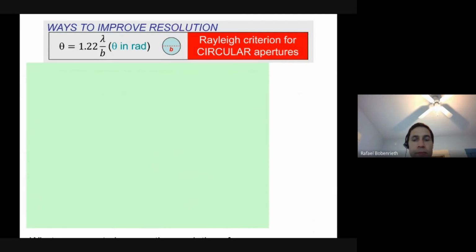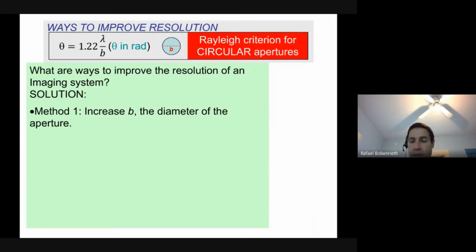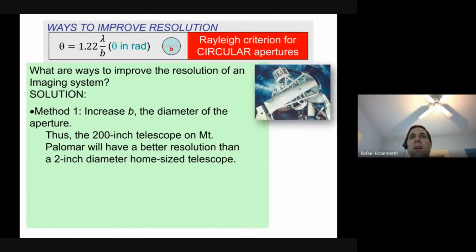Well, one way is to increase the diameter of the aperture. If you remember Dr. Celeste Yates, the astrophysicist, when she talked to us, she said that the larger the diameter of the telescope, obviously, the more powerful it's going to be, not only in the sense that it'll capture more light, but also in the sense that it'll improve the resolution, the ability to distinguish between two objects that are close to each other, because you're increasing the B. And if I increase the B, then I make that theta smaller. And that's the goal, to make the theta smaller.